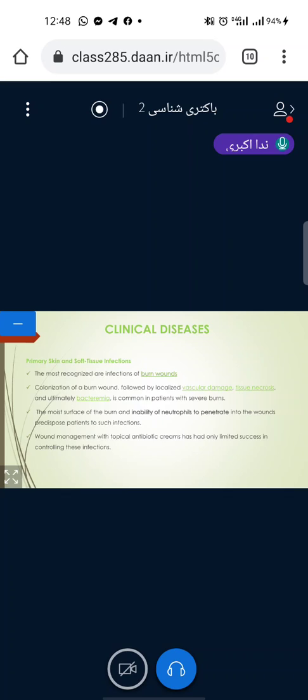Perhaps you were involved in burn wounds and you saw some burn wounds which were covered by Pseudomonas aeruginosa, and you smelled a bad smell, and you saw the green or blue color of the wound. Colonization of a burn wound followed by localized vascular damage, tissue necrosis, and ultimately bacteremia is common in patients with severe burns. The moist surface of the burn and inability of neutrophils to penetrate into the wounds predispose patients to such infections. Wound management with topical antibiotic creams has had only limited success in controlling these infections.